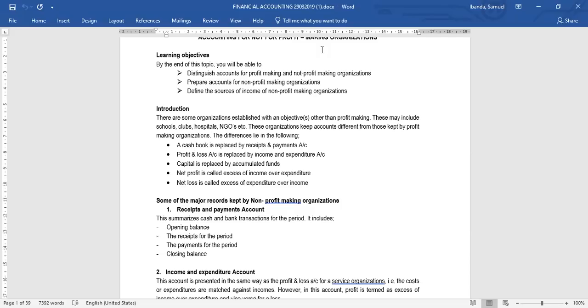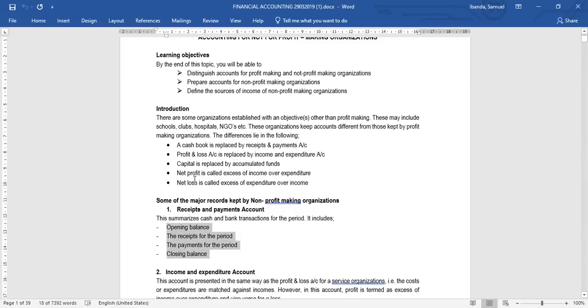So we'll have the opening balance, then we'll have the receipts for the period, then we'll have the payments for the period, and then we shall have a closing balance. Of course, the closing balance is like the net effect of what has happened during the period, okay? Vis-a-vis the opening balance that we just had. So we shall see how this exactly works.